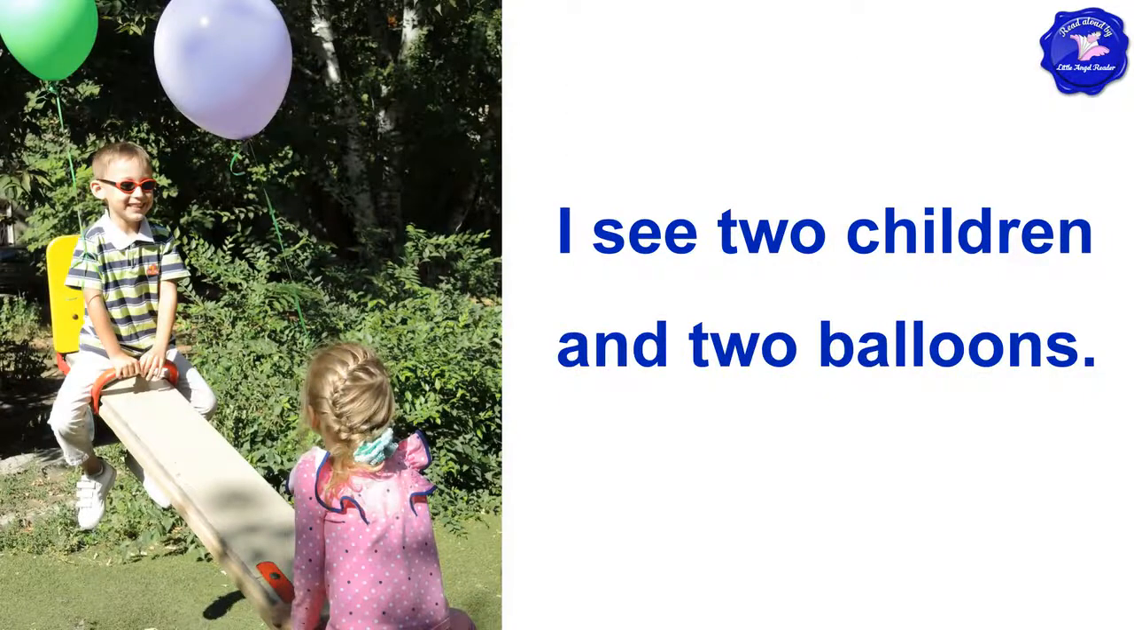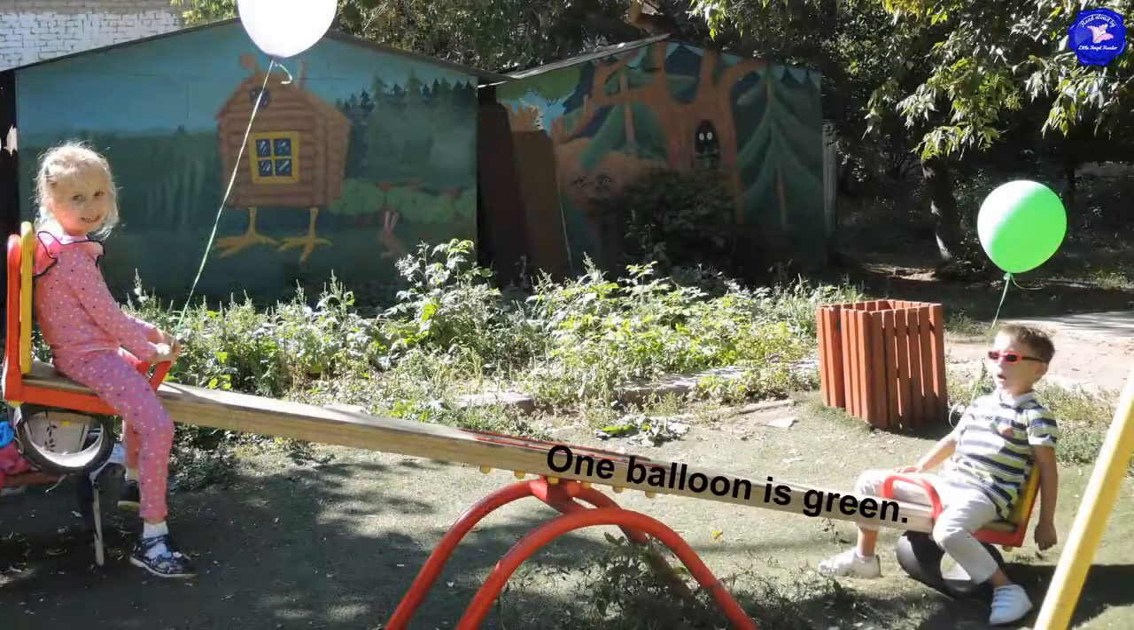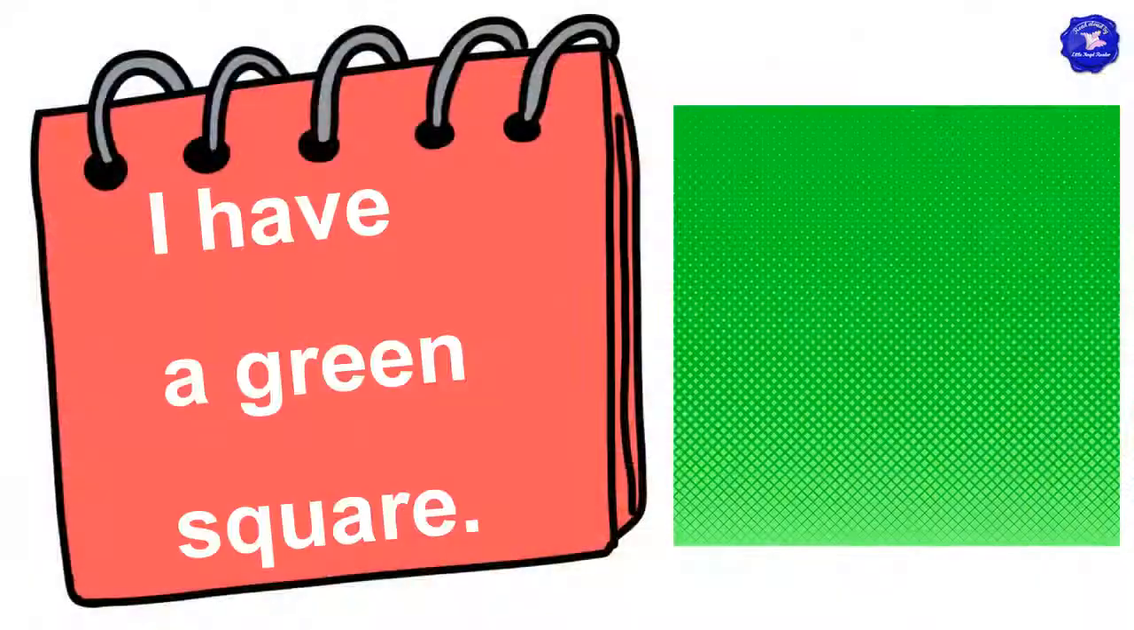I see 2 children and 2 balloons. 1 balloon is green. I have a green square.